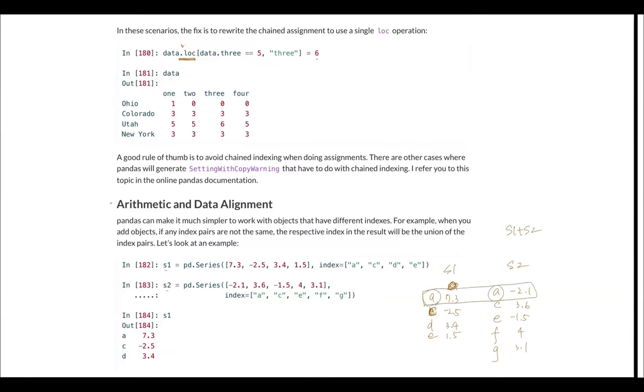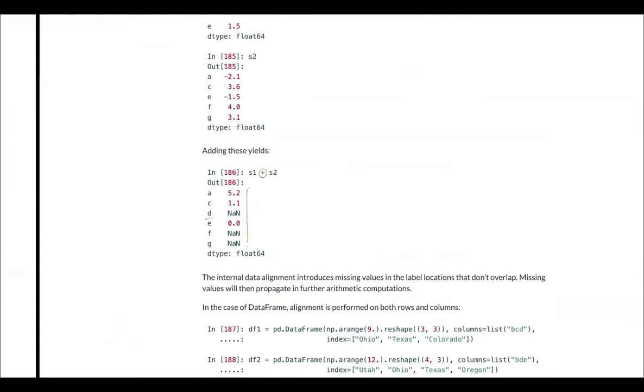the calculation only happens when S1 and S2 have the same index. The row named A is calculated, the row named C is calculated, and the same for E. In the case of D, F and G, there is no shared index, since they are not in both series. That's the reason why we get these NaN values. Even if we use the plus sign, the result is NaN because we cannot calculate the outcome.